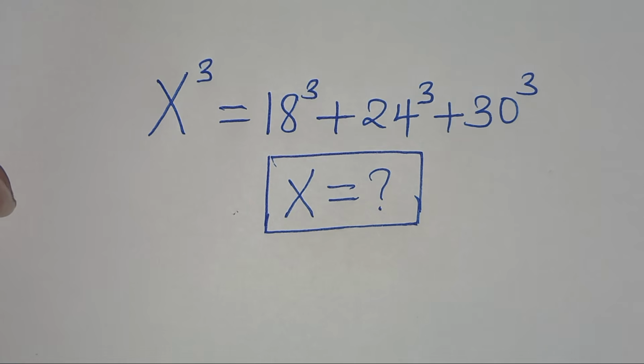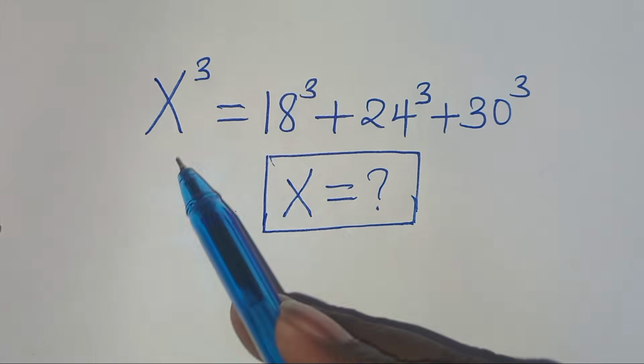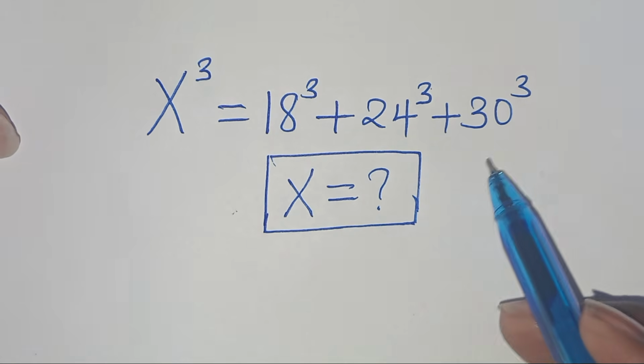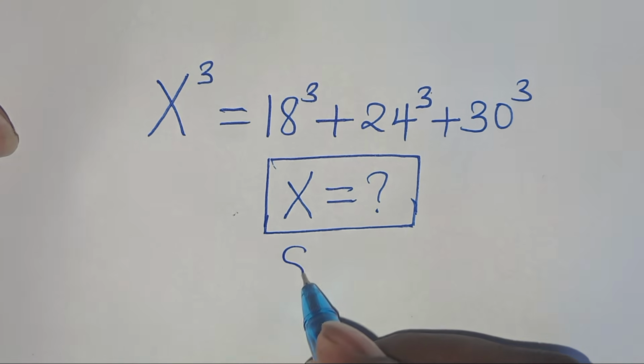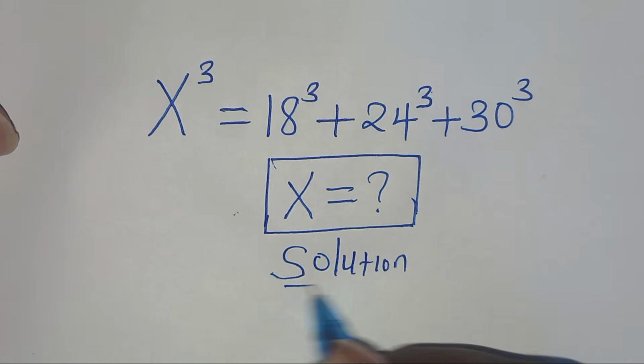Hello everyone, you're welcome to solve this nice algebra problem, which is x to the power of 3 equal to 18 to the power of 3 plus 24 to the power of 3 plus 30 to the power of 3. So what is the value of x, or what are the values of x? So let's provide a solution from here.